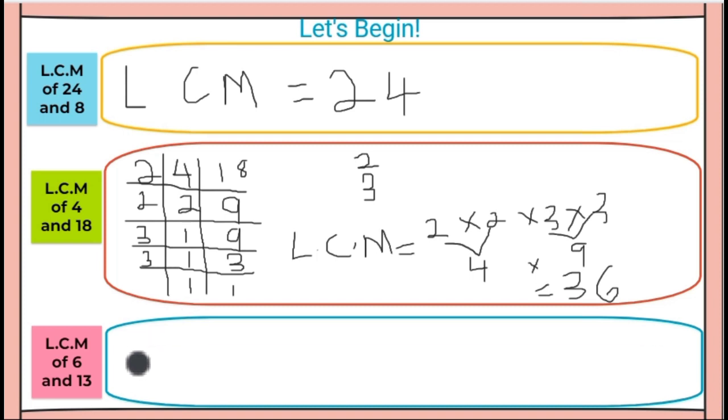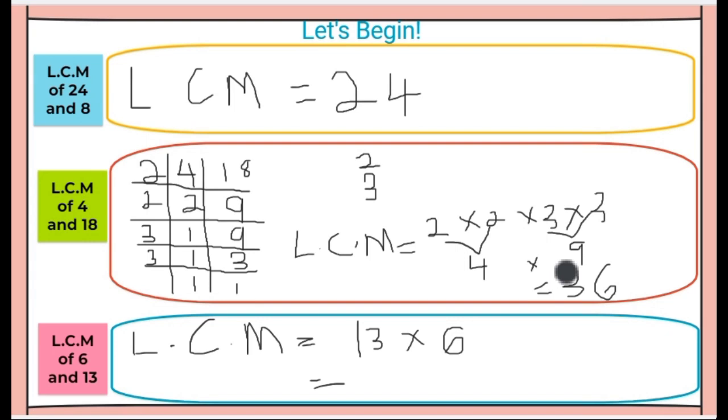That means to get their LCM, we have LCM equals 13 times 6. And when we multiply our 13 by 6, we have 78, which means the LCM of 6 and 13 is 78.